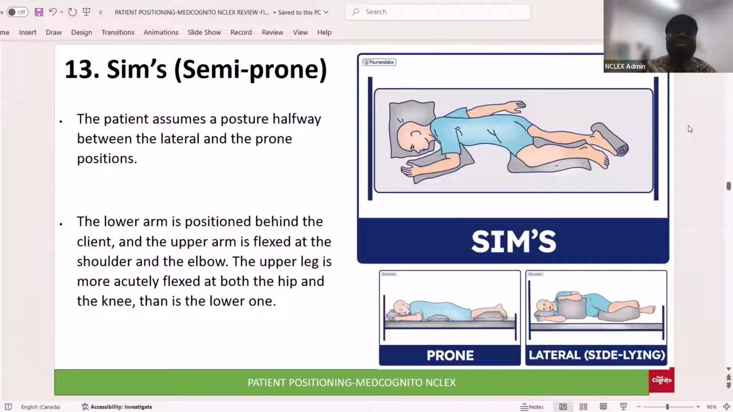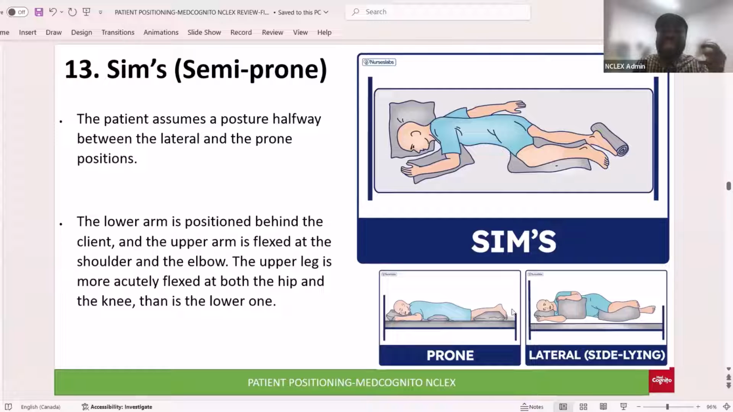And then we also have the Sims or the semi-prone position. The patient assumes the posture halfway between lateral and prone position. Okay, remember the lateral position, they are lying on one side, either the right or the left. Prone position, remember that they are lying on their face, right? And on their tummy. However, in the Sims or the semi-prone position, the client is not lying totally on their belly, and they are not lying totally on their lateral side. The lower arm is positioned behind the client, and the upper arm is flexed at the shoulder and at the elbow. The upper leg is more acutely flexed at both the hip and the knee than the lower one.